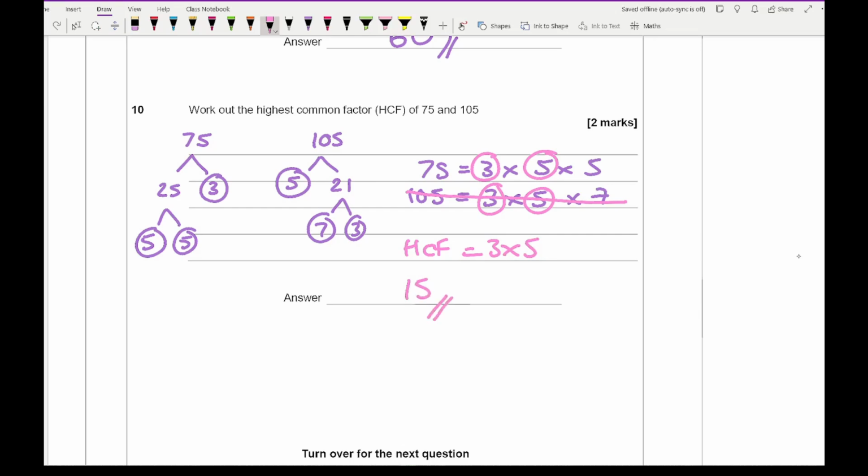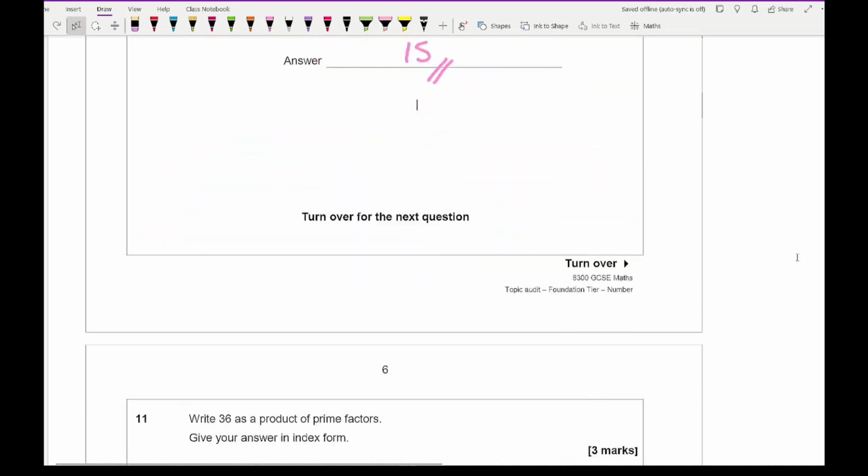Now, if you knew it straight away, would you get full marks if I just wrote 15? Yes, because that is the highest common factor. Another common factor you could have written, if I wrote 1, that would probably get me 1 mark. If I wrote 5, that would probably get me 1 mark, because although that is a factor, it's not the highest common factor. So that's where the marks are going to be allocated.